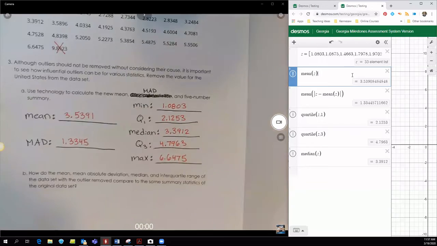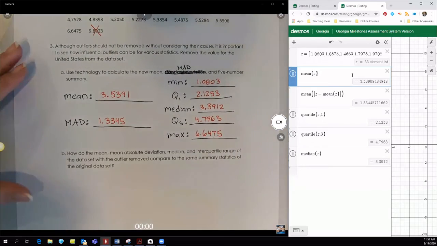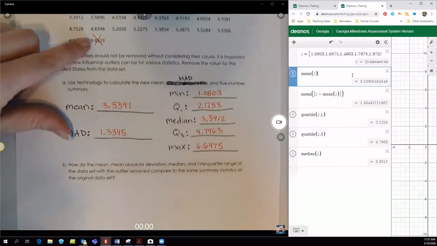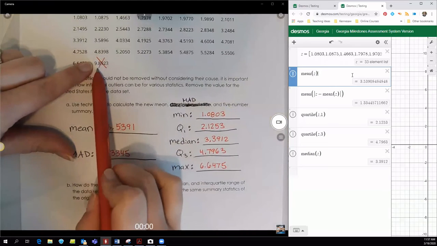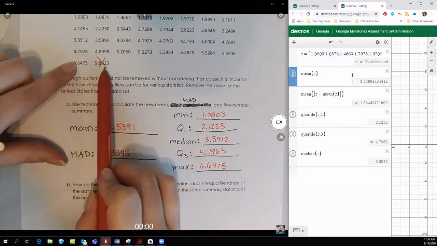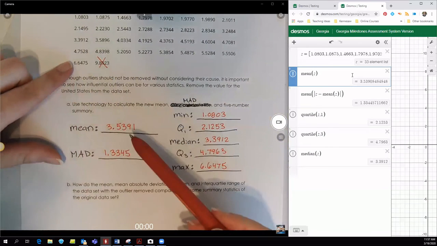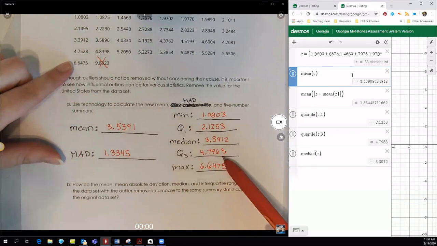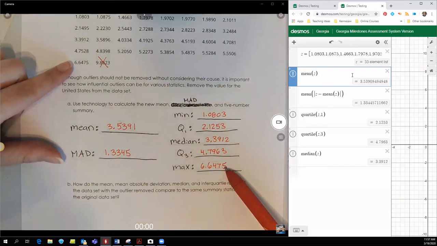So you can see what happens is when we take out that large outlier, everything went down, because think about this number is a big outlier. So when we take it out, all of our numbers are now a little bit closer together and they're all a little bit smaller. So we expect all of our averages and all of our measures of spread to be a little bit smaller.